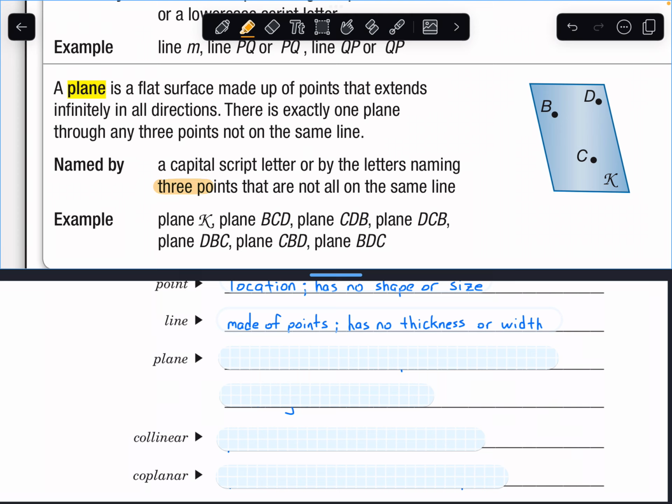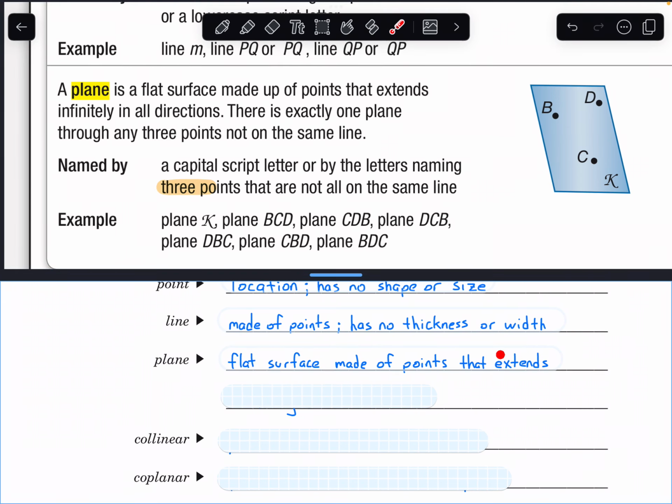You need at least 3 points to name the plane. Otherwise, with just 2, you'd be naming a line. So for example, we can call this plane K, or we can call it plane BCD, CDB, or plane DCB. The order doesn't matter here, as long as you have all those 3. And you'll always precede it with the word plane. We're not going to draw a whole little plane symbol above each of those. So there we go. A flat surface made of points that extends infinitely in all directions.